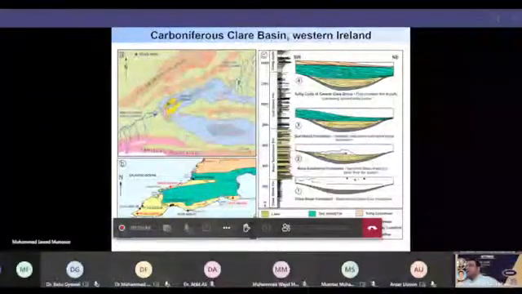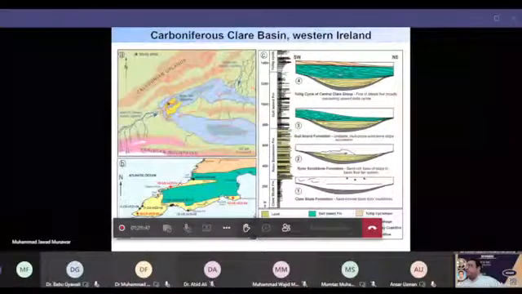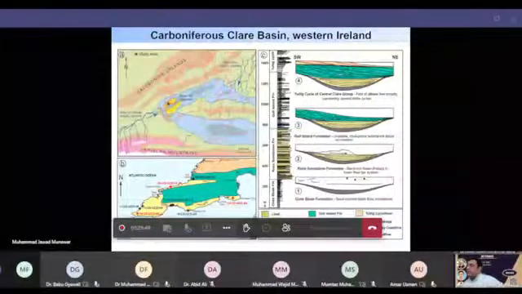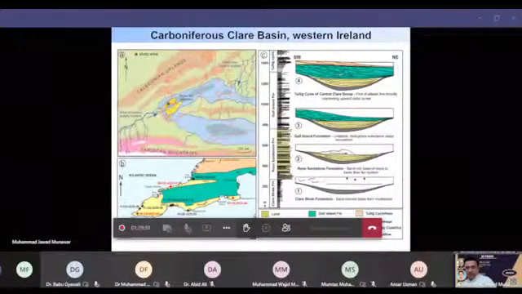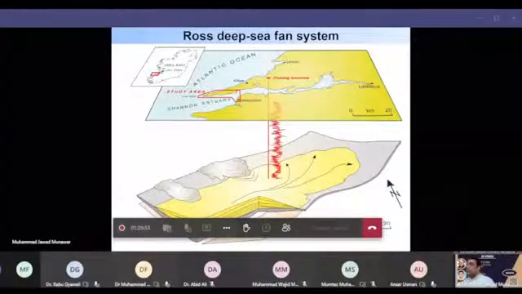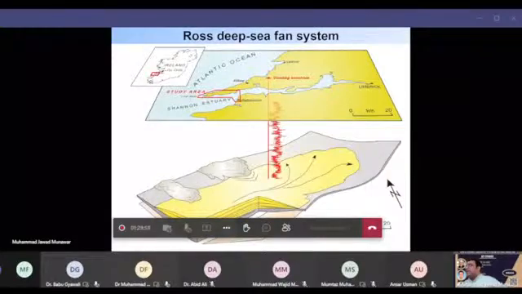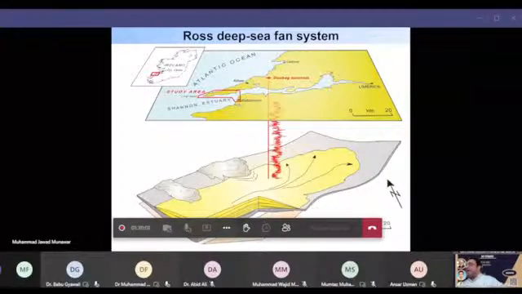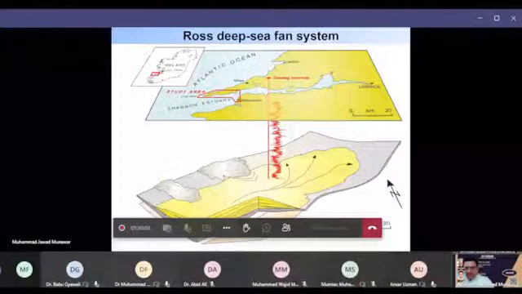That basin has been studied extensively for over 100 years for oil exploration. Our focus was the Ross Sandstone Formation, which is a deep turbidite system, really sand-rich, up to 70% quartz sand and 30% mud.